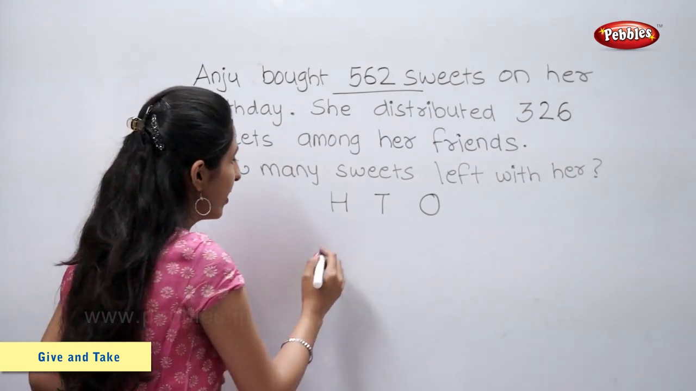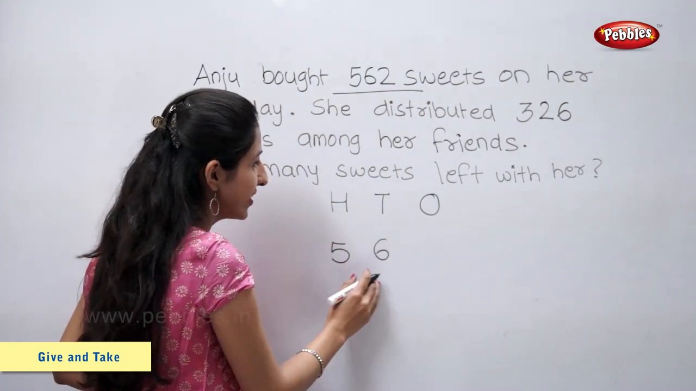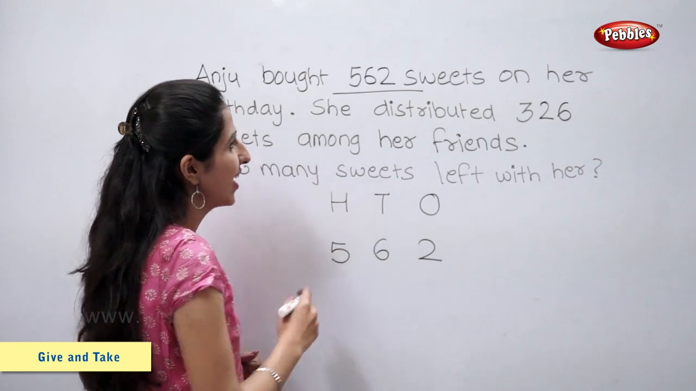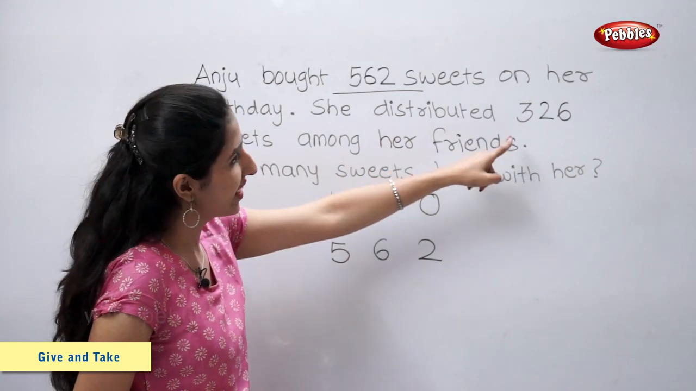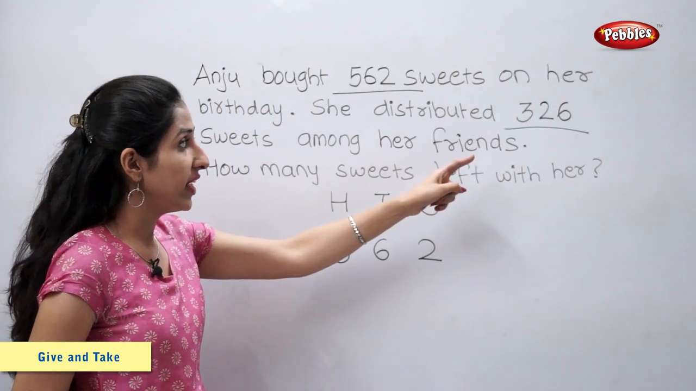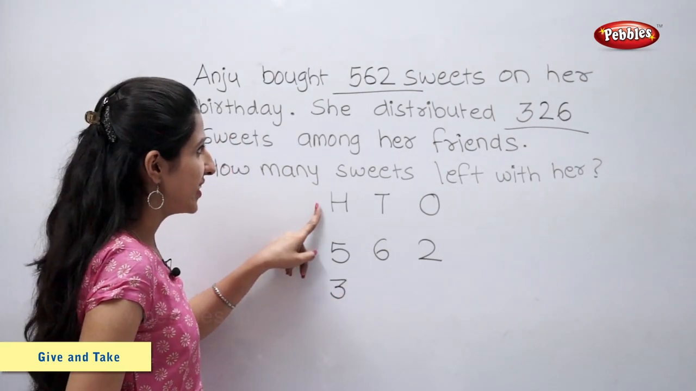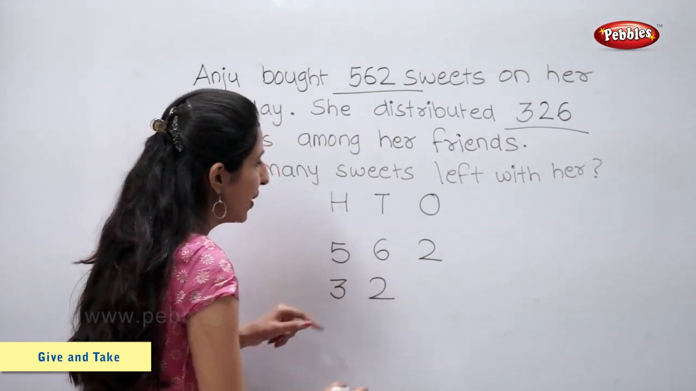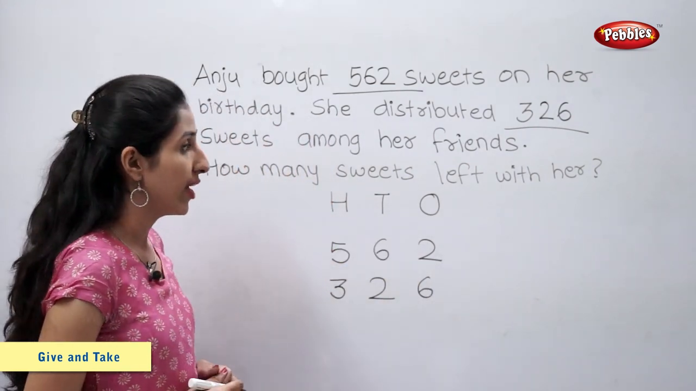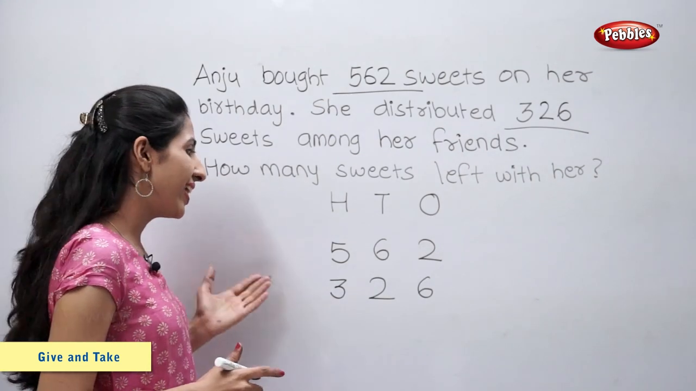562 means 5 hundreds, 6 tens, and 2 ones. She distributed 326 sweets. 326 means 3 hundreds, 2 tens, and 6 ones. We have to find the number of sweets left with Anju. So, let's subtract.